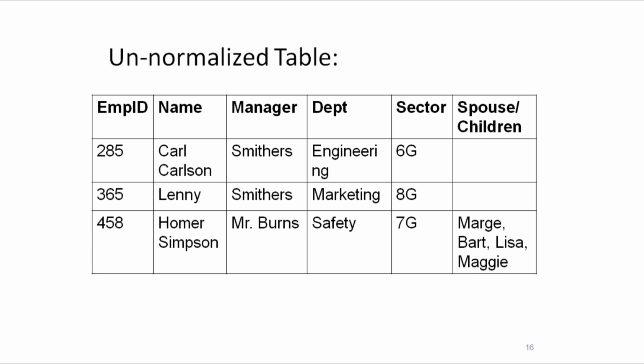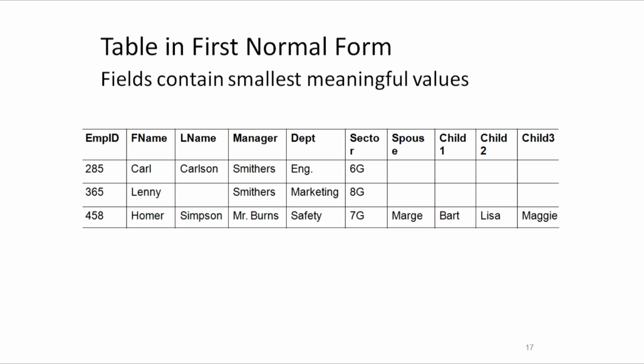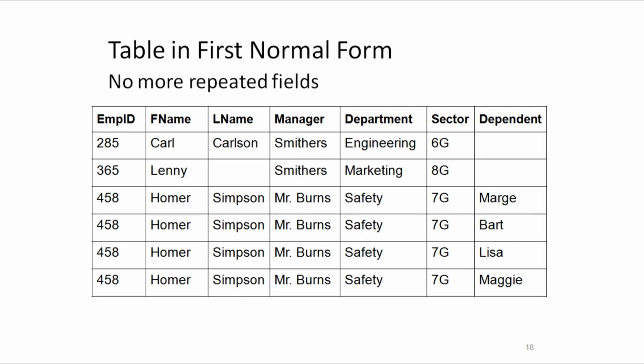We've got an unnormalized table with employee ID, name, manager, department, sector, and spouse or children. Means these are dependents of an employee. The table in first normal form, it's whereby we have to remove all repeating groups, and the field must contain smallest meaningful values. We've got employee ID now, first name, last name, manager, department, sector, spouse, child number 2, and child number 3. So the table in first normal form, there will be no more repeated fields. You've got employee ID, first name, last name, manager, department, sector, and dependent.